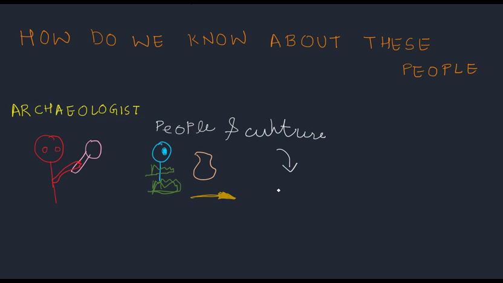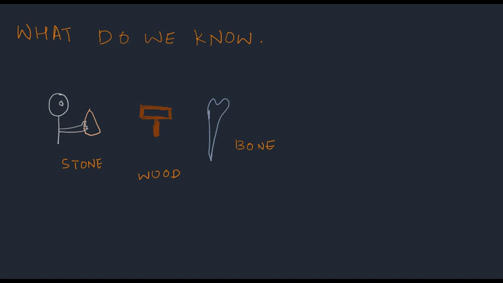So what do archaeologists do? They study the people and their culture, and they also search for artifacts or items. From archaeologists, what do we know about these hunters and gatherers? We know that people made and used tools. They made and used various tools which were made of stone, wood, or bone.